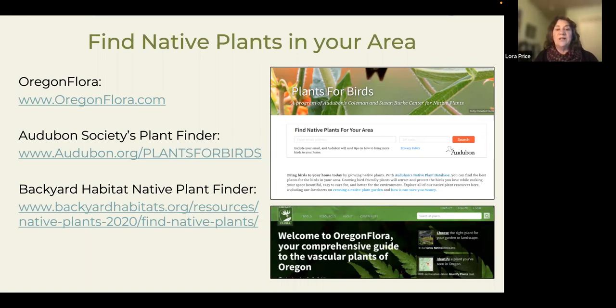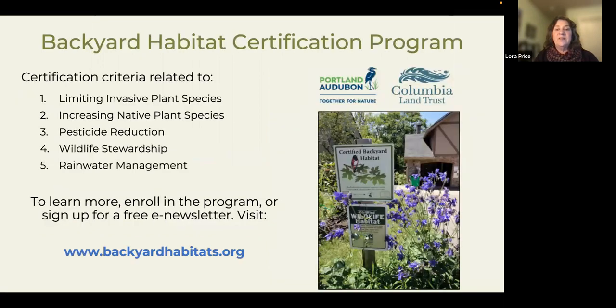And this is a wonderful program where you can invite a technician out to visit your site and get you started on the backyard habitat certification process. You can see it involves these 5 criteria, and just go to backyardhabitats.org to learn more about that.